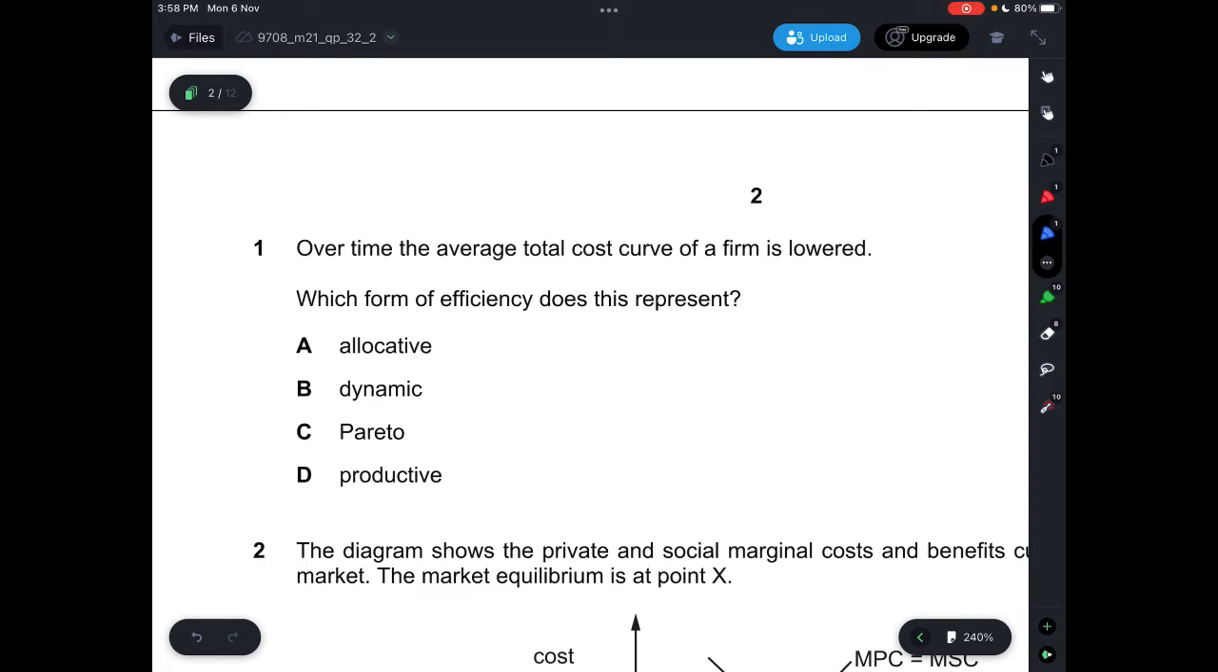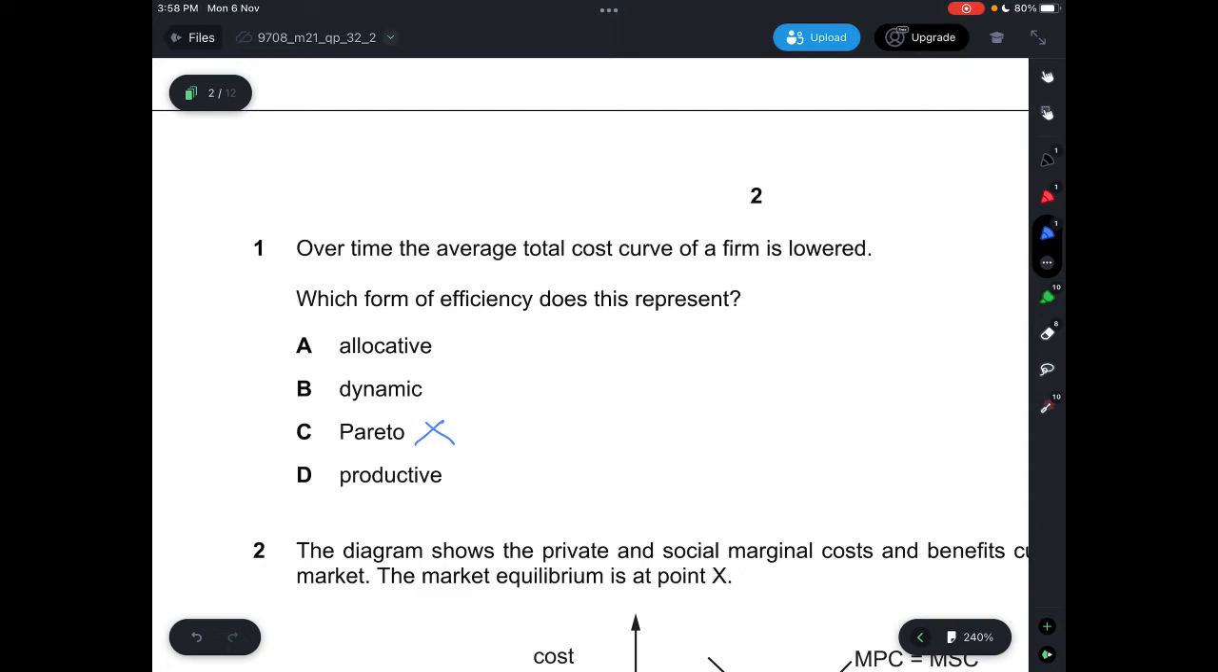If you look at these four options, the only valid efficiencies would be either A, B, or D. Pareto efficiency does not exist. It's Pareto optimality. Basically, when no one else can be made better off without making someone else worse off, which is basically the same principle as allocative efficiency at the social optimal level, or when P equals marginal cost.